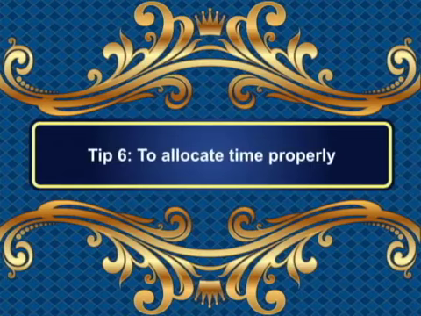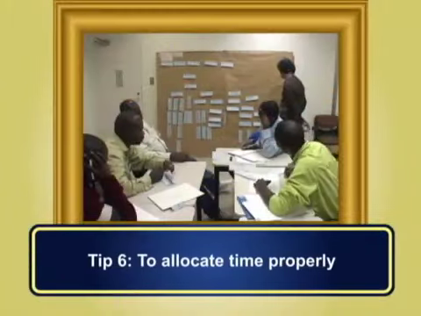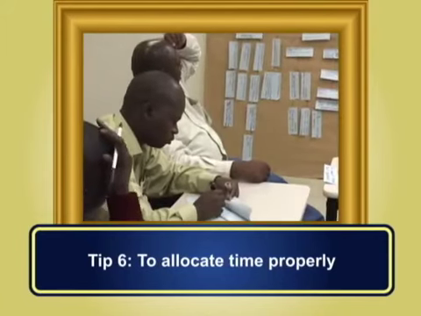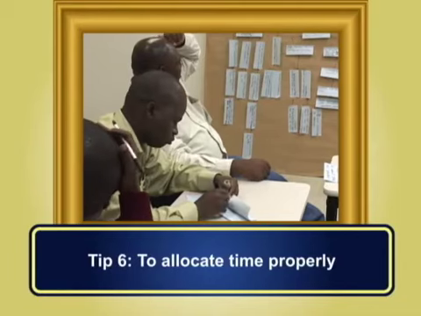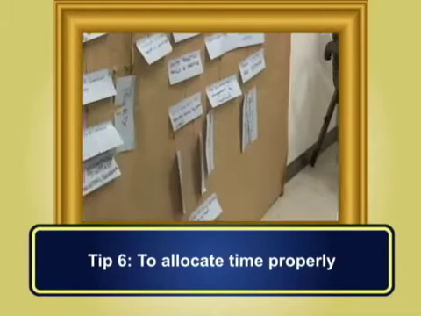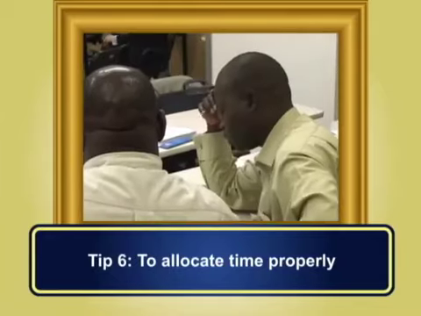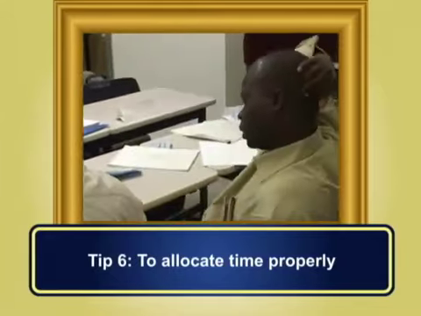Tip 6. To allocate time properly. In making a problem tree, please try to allocate as much time as possible to have a sufficient number of cards with problems written on them, and to clearly identify causal relations.